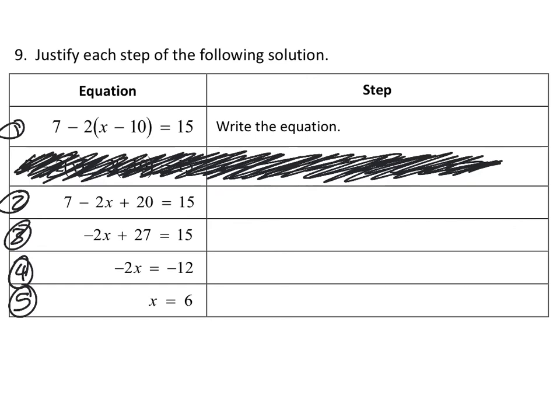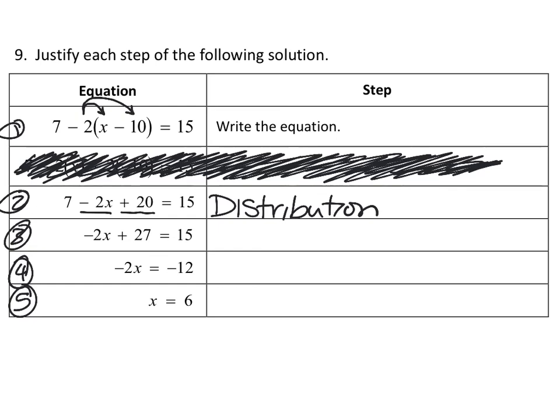Okay, raise your hand if you think you know what that's called. What is it called? Absolutely, this is called distribution. Did you notice that we had a -2 in front of a set of parentheses? It wasn't at the front or at the back. It was there in the middle of the equation. And we took that -2 and we multiplied it times both pieces inside that parentheses and ended up with -2x. -2 times -10 is +20. We use distribution. We let that waiter visit everybody at that table.